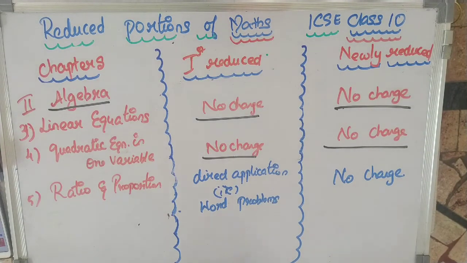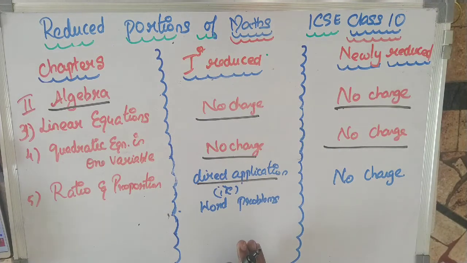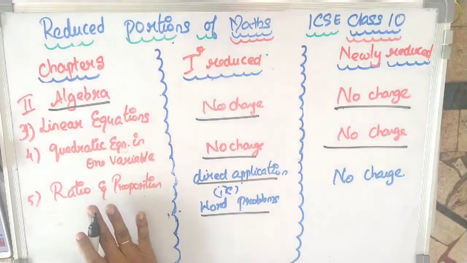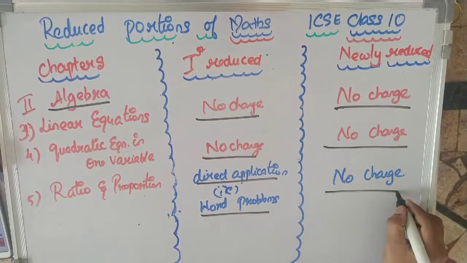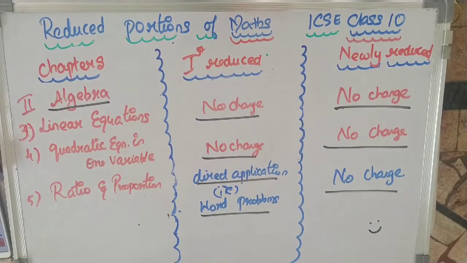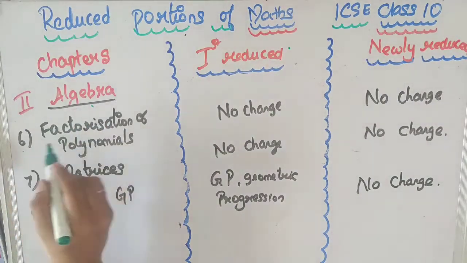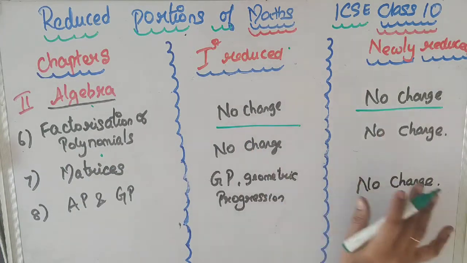So in linear equations and quadratic equation in one variable there is no change in both the reductions. Now let's go to the fifth lesson in algebra, ratio and proportions. Here during the first reduction direct application problems, that is the word problems, are completely removed in ratio and proportion, and there is no change in the second reduction. Okay. Now we can move to the sixth lesson in algebra, factorization of polynomials. Here there is no change during the first time and second time of reduction.